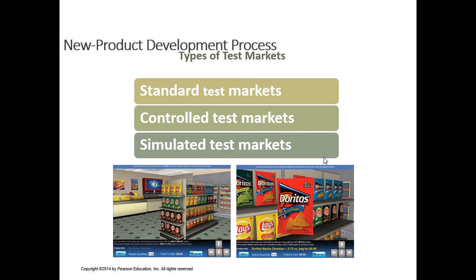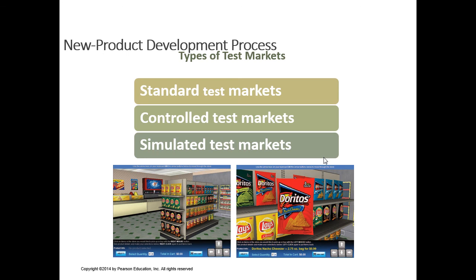Now, in terms of test markets, there are three major types. I think I mentioned Columbus, Ohio. That's an example of what we might call a standard test market, which is really a real live situation where people live and breathe in the city, and you decide to go in and put a new menu item on your menu, open up a new store. That's going to be what we would call a real live test market.